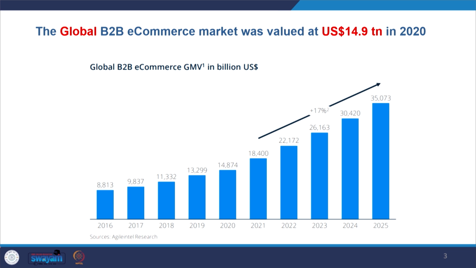So, that shows a constant compounded annual growth rate of almost 17%. That shows how big this market is and how many transactions are happening. Today, even all the government transactions, which we do through the government portals, are all based on e-commerce.